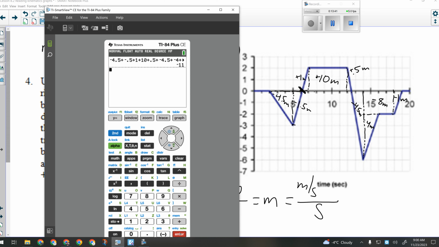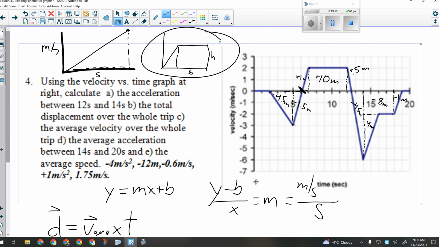I missed something else somewhere. For the second triangle, it's 1.5. Oh, there's the 1. Exactly. That's where I missed it, because I drew right over that line and I didn't see it. Okay, so -12 meters. Everybody all right with that? Okay. Now, let's talk about the other ones here.